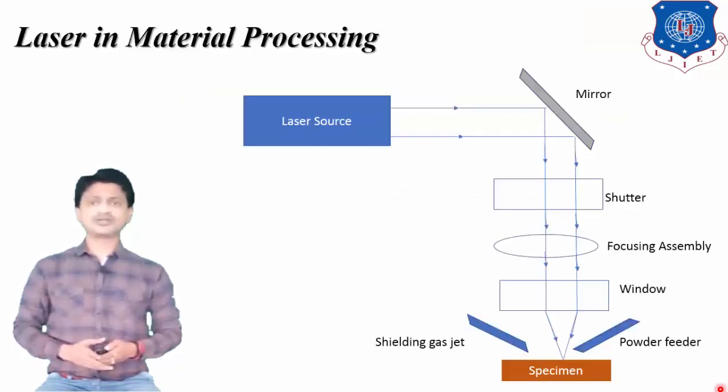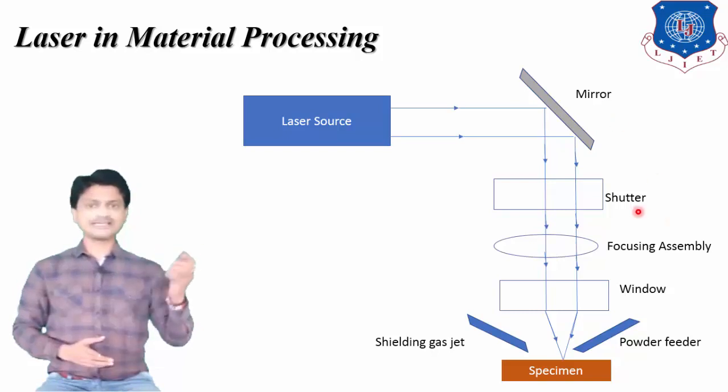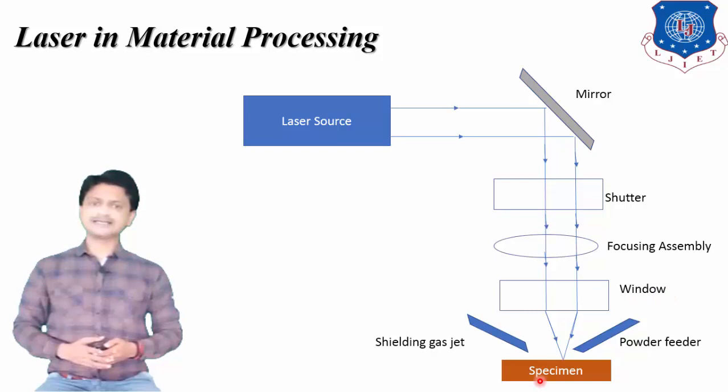So first of all, you can see in the figure there is a laser source, mirror, shutter, focusing assembly, window, a shielding gas jet and a specimen. So these are the various components used in material processing applications. So let's start the working.